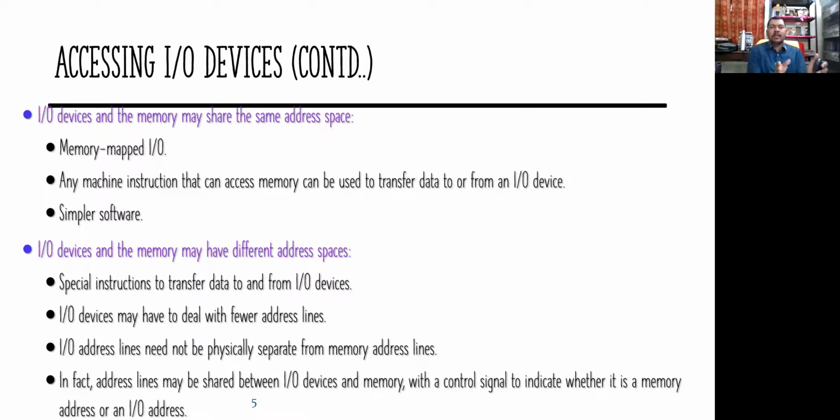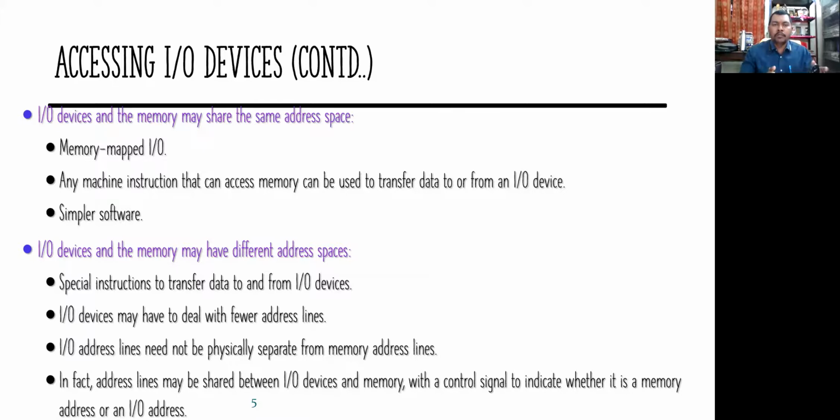So most of the time the same address lines can be used for the memory as well as for the input output devices. There is just a very small change which controls the actual use of those address lines, whether we want to communicate with the memory or with the input output devices.